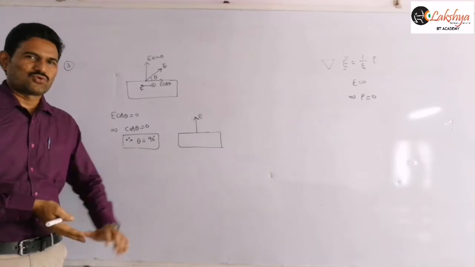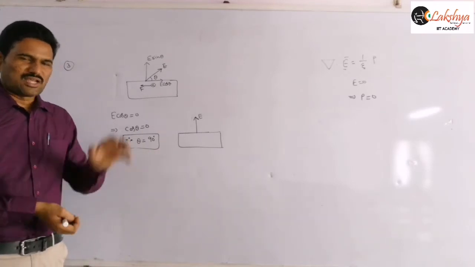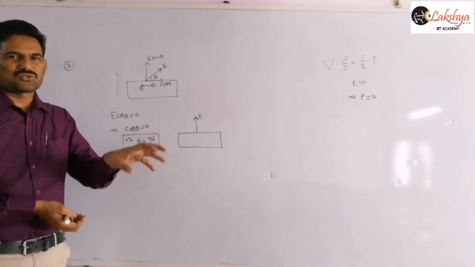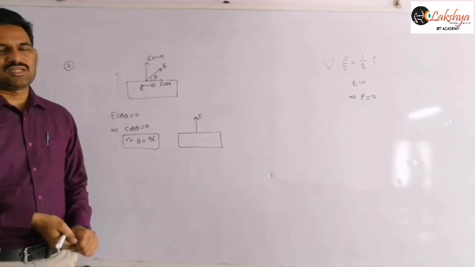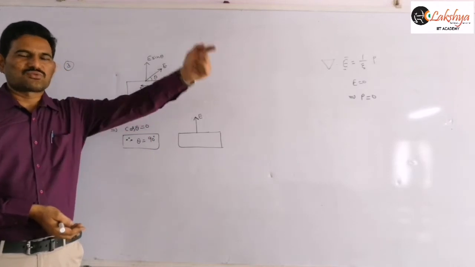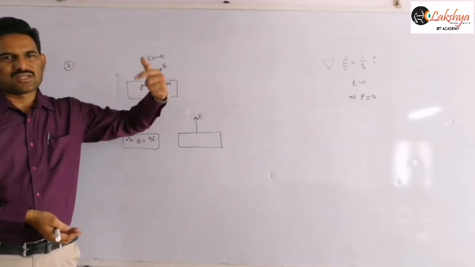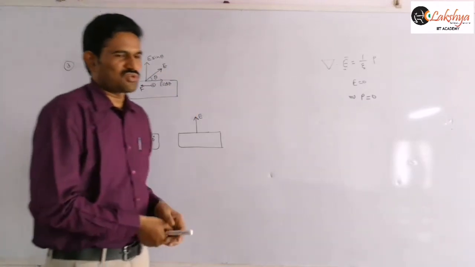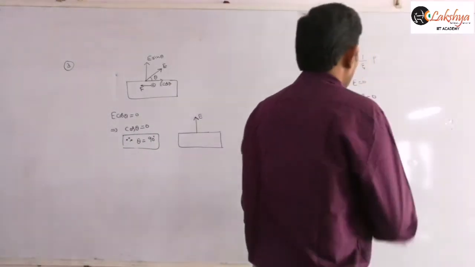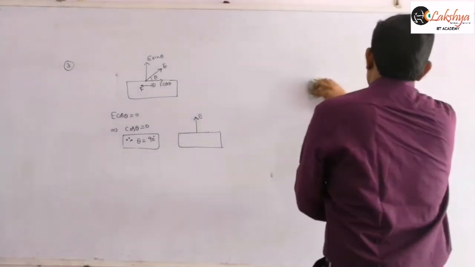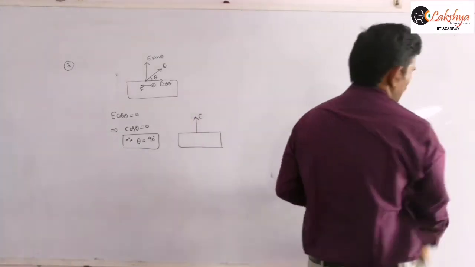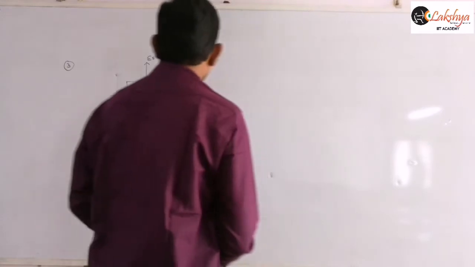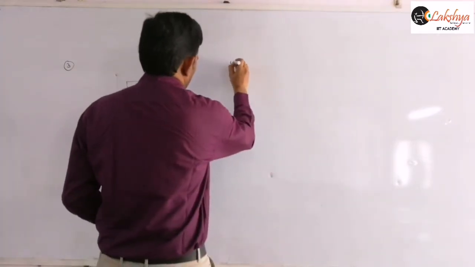It doesn't mean that no electrons are present in that region. Electrons will be there and protons will be there, so that their net charge will be 0. Whatever excess charge you are giving to that conductor, that excess charge will reside only on the outer surface. There is no excess charge inside this Gaussian surface. So we can also explain the point based on this. So write that next point.